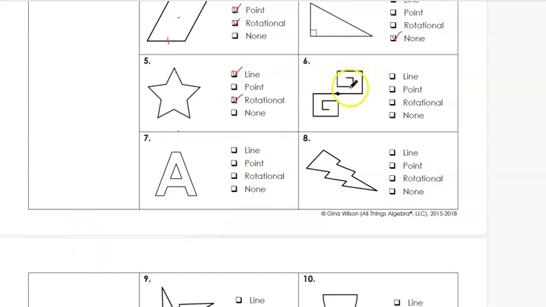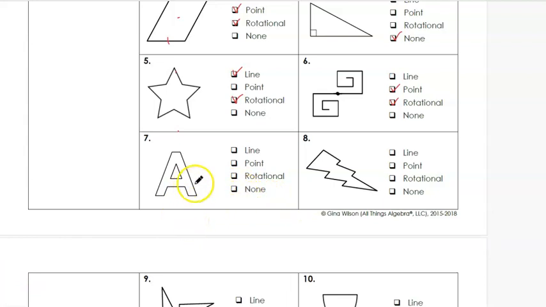All right, number 6, let's test line symmetry. So I draw a vertical line, that doesn't work. I draw a horizontal line, that's not going to match up. So no line symmetry here. What about point symmetry? So if you turn this 180 degrees, then basically these two are going to trade places. And so we definitely do have point symmetry here. And if you've got point, then you've got rotational. So that would be your answer for number 6.